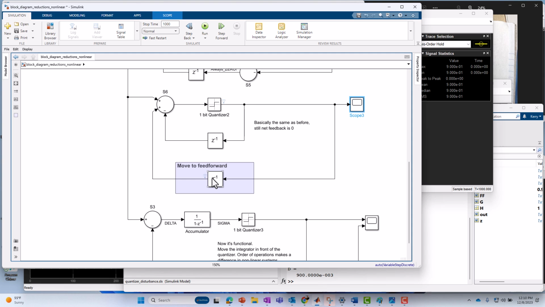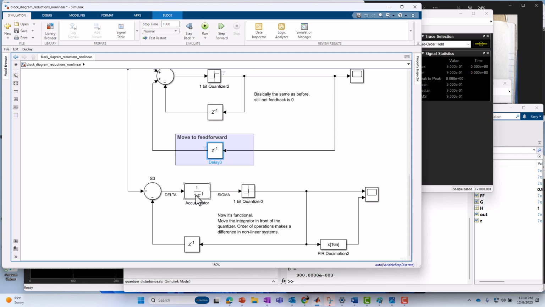Now I'm going to move this to the feed forward. Just like I did in the previous video, I'm going to put this Z to the minus 1 in the feed forward path, but you have to, of course, account for the fact that you're moving from feedback back to feed forward. That becomes 1 over 1 minus Z to the minus 1 when you move this. We still preserve our negative Z to the minus 1 feedback, and we still have our quantizer here.